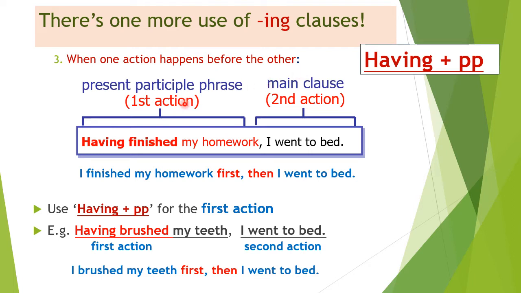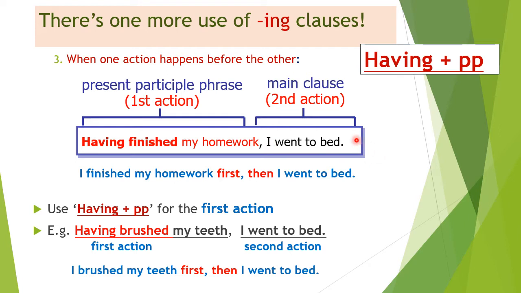As you can see, having finished my homework, this is the first action. I finished my homework first. Then I went to bed. This is the second action. So when you see a sentence like this, having finished my homework, this ing clause tells you that this is the first action. And then after the comma, that clause will be the second action.